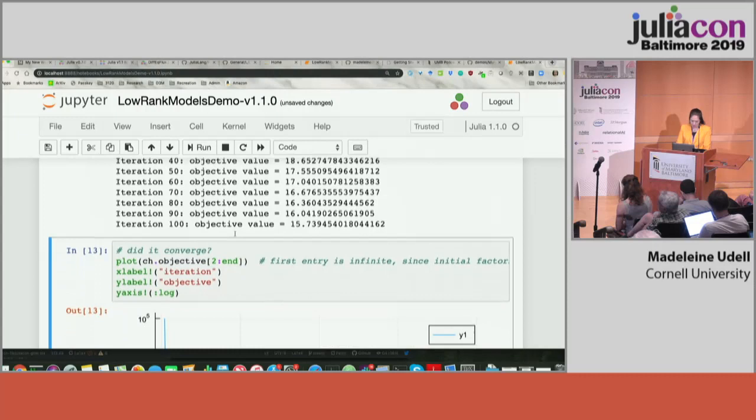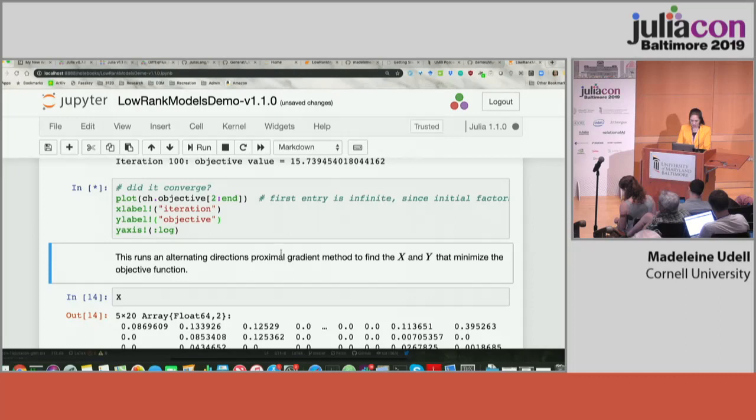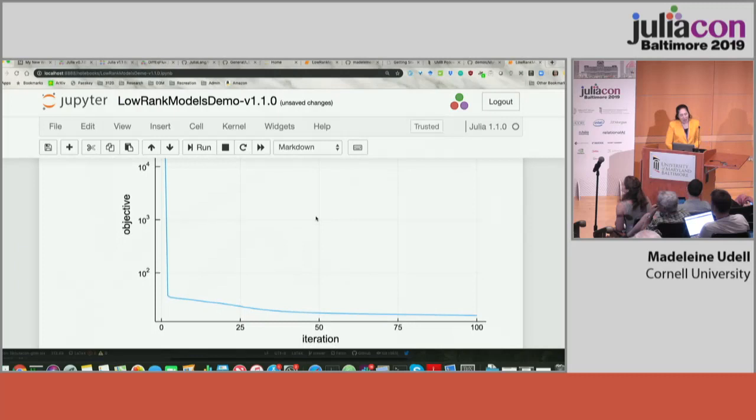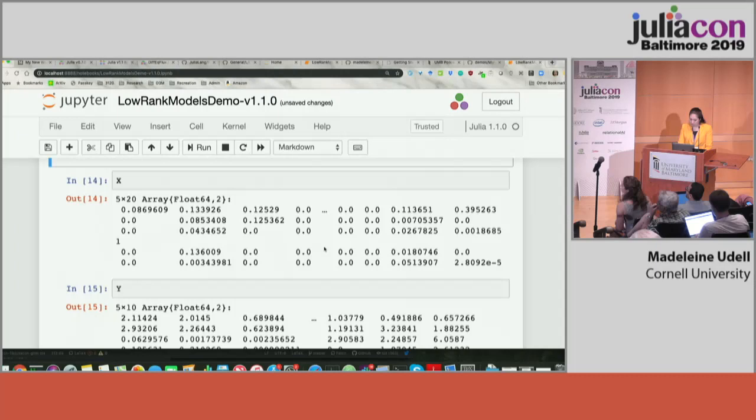Okay? So if I want to know if it converged, I can plot the objective function, which is in the convergence history. Now it's plotting. Thanks, Julia, plotting. Okay, so you can see the objective converges down super fast in the first couple of iterations, and then converges slower from then on. I can look at X and Y, and indeed, they are both non-negative. So I did, in fact, enforce my non-negative constraint.